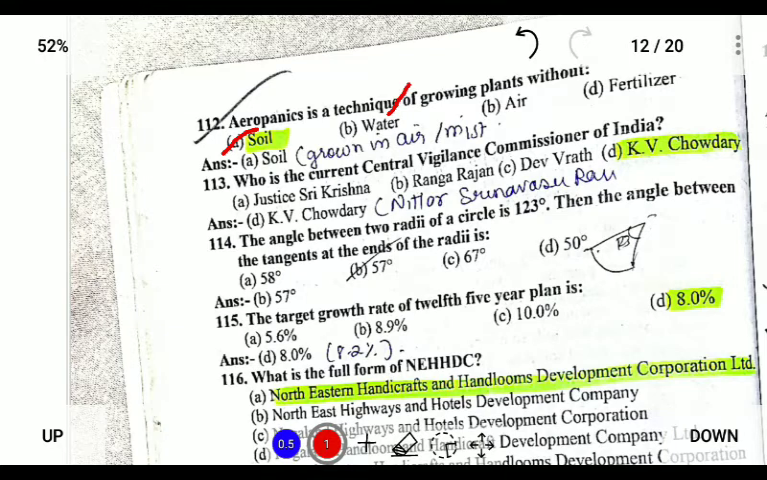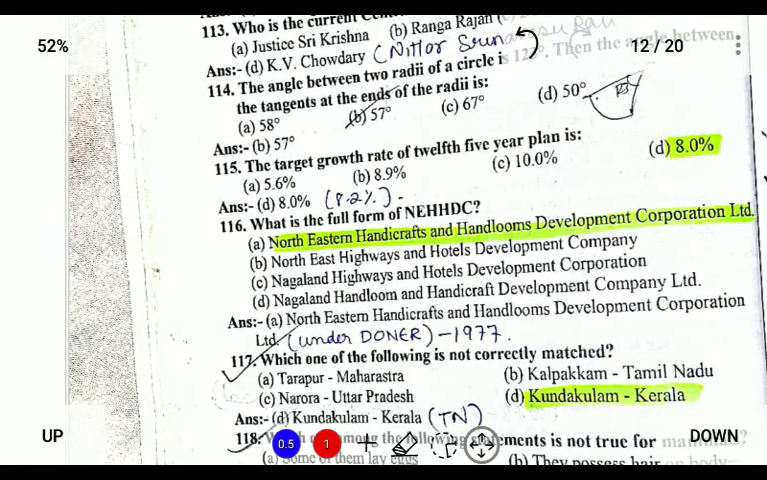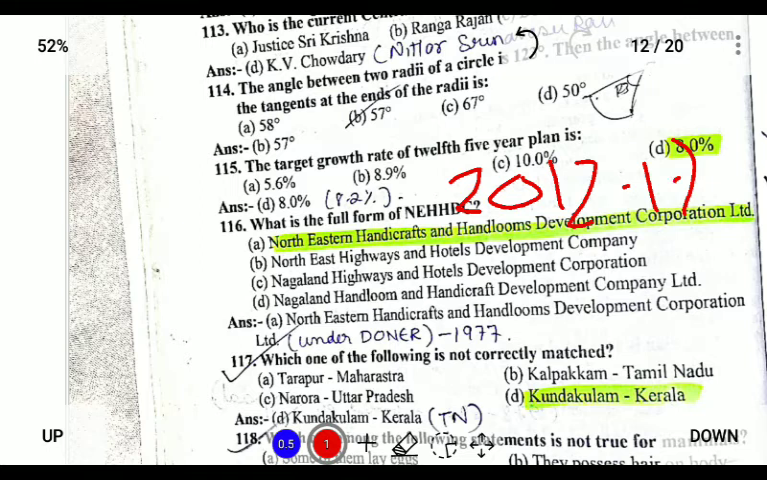Next, the target growth of the 12th plan. The 12th plan was launched between 2012 to 17. However, it did not complete because the UPA government was replaced by the NDA government, but the target was 8.1. What is the full form of NEHDC?